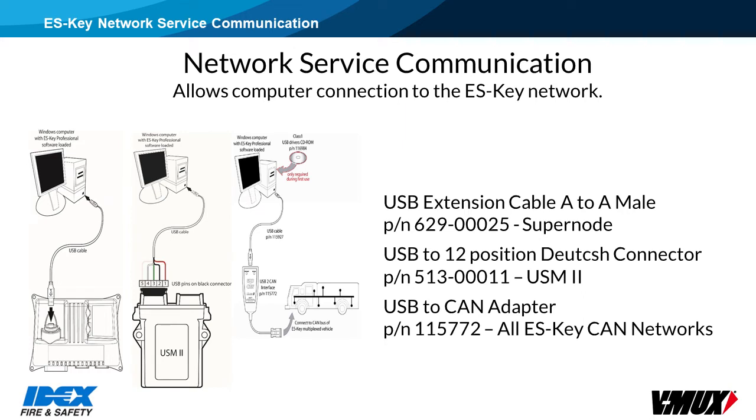The S-Key system has several ways to communicate with the CAN networks. The first is USB extension cable A to A male, part number 629-00025, for Supernode USB. The second is USB to 12 position Deutsch connector, part number 513-00011 USM2, and the third is the USB to CAN adapter, part number 115772, for all S-Key CAN networks. This allows customers to connect their Windows-based computer to the S-Key network for either node downloading, uploading, updating firmware or network troubleshooting.